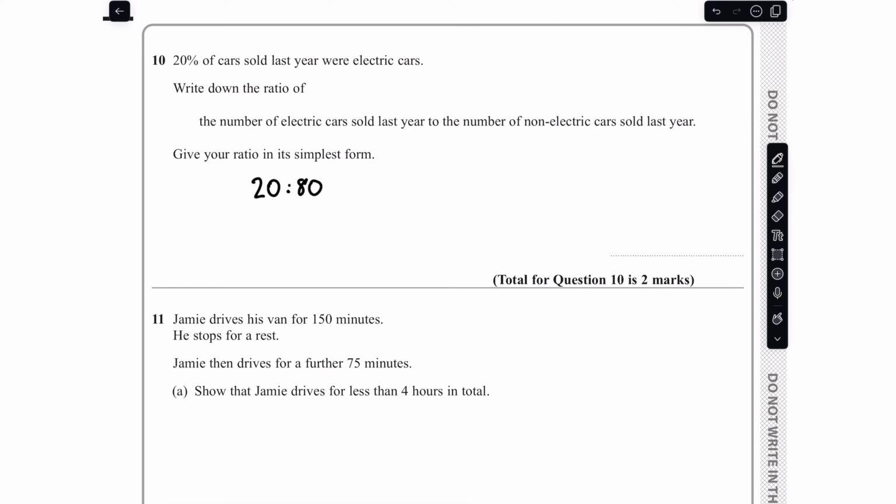to 80. And so to give our ratio in its simplest form, we can see that both values have a highest common factor of 20. So I'm going to divide them both by 20. Therefore, my answer is 1 to 4. So your final ratio is 1 to 4.